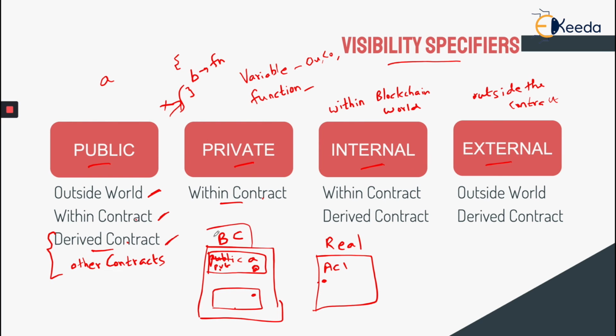Internal is within the blockchain world itself. So this contract, derived contracts, other contracts, anything can access that variable which is internal. And when I mean external, it means within the contract you cannot access the variable, but only from some other contract or from the real world you will be able to access that particular variable. So these are the concepts of visibility specifiers.